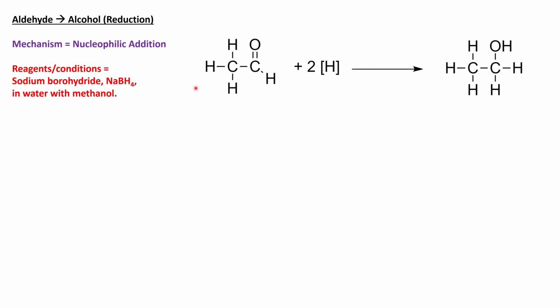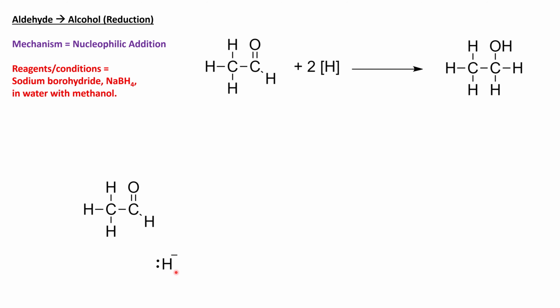You need to use a reducing agent, as I've described earlier, and the reducing agent you're going to use for this one is sodium borohydride. That has the formula NaBH4. This needs to be done in water and with methanol. So here's my aldehyde, and you'll notice here I've drawn H-.